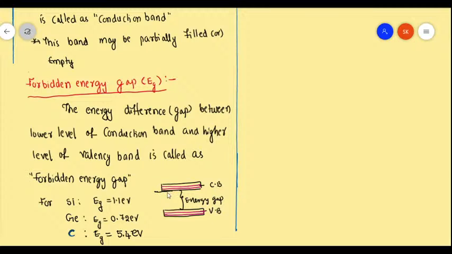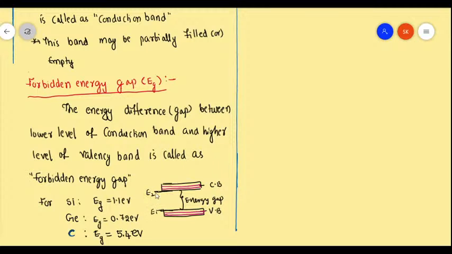This is the lower level of the conduction band. This is the higher level of the valency band. This is the lower level of the valency band, and this is a higher level of the valency band. This is the lower level of the conduction band, and this is a higher level of the conduction band. Every energy level has some energy, for example, this has E1 and this has E2.